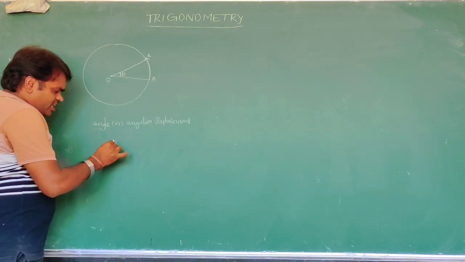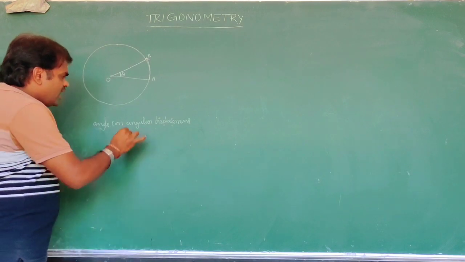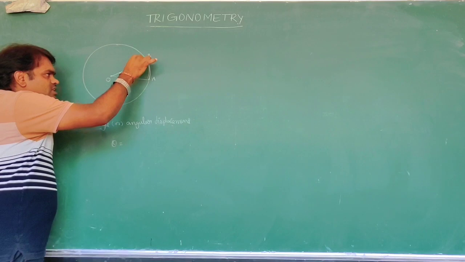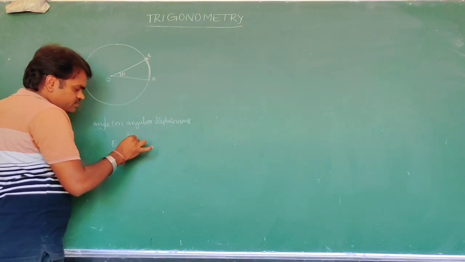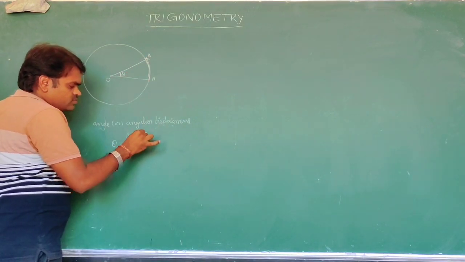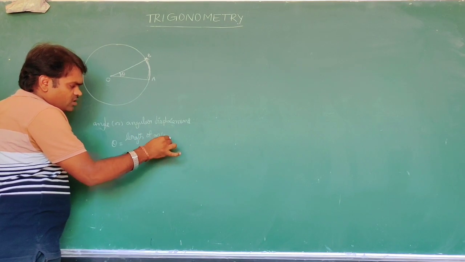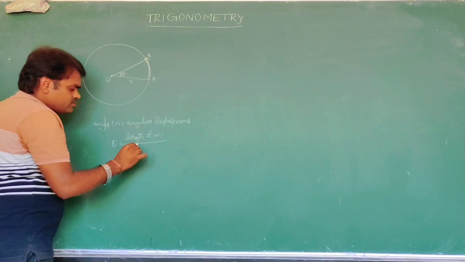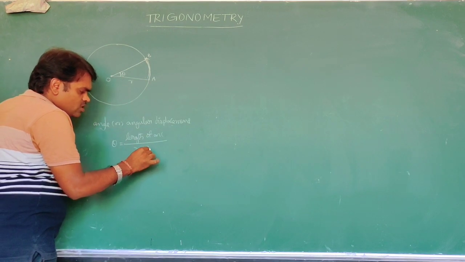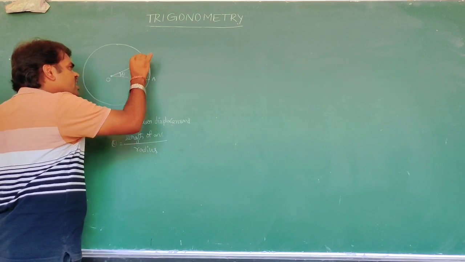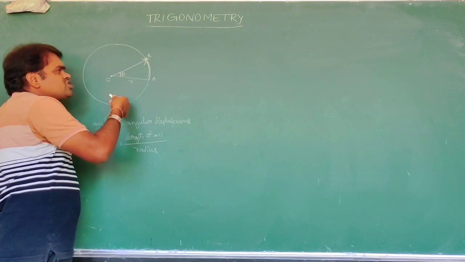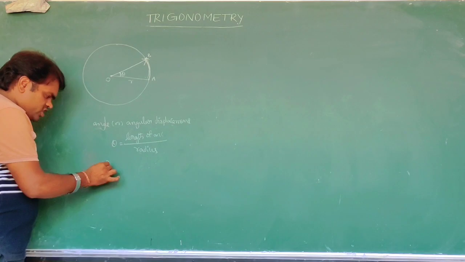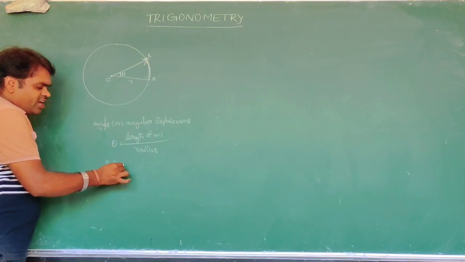See, the angle is defined as the length of the arc divided by the radius of the circle. How much is the arc of this circle: the length of the arc, by this, the radius of the circle. Because it represents the position of a body, it is called a radius vector. Now the SI unit of angle is radian.